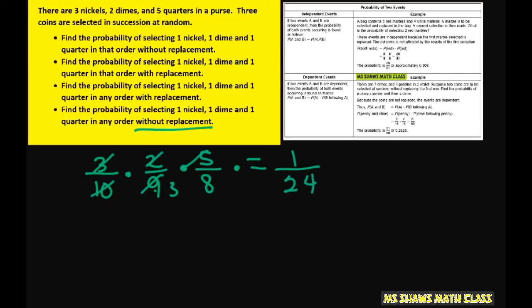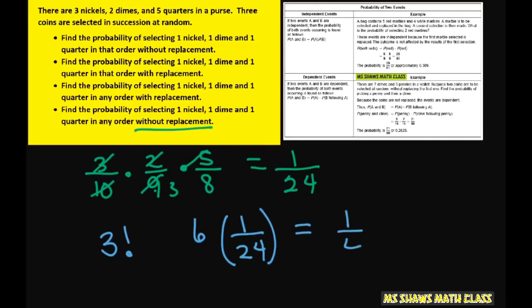All right. That's for that way. But again, we have 6 possibilities. So, or actually 3 factorial possibilities. So that's going to be 6 times 1 divided by 24, which is 1/4 if you reduce it. And that's your final answer.